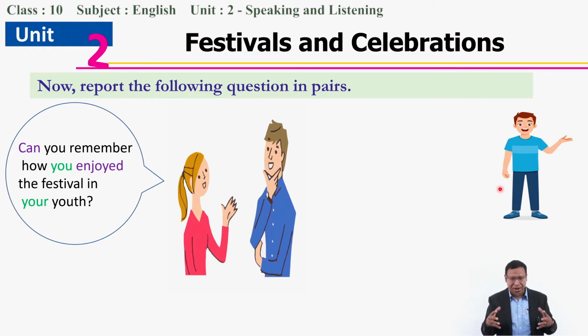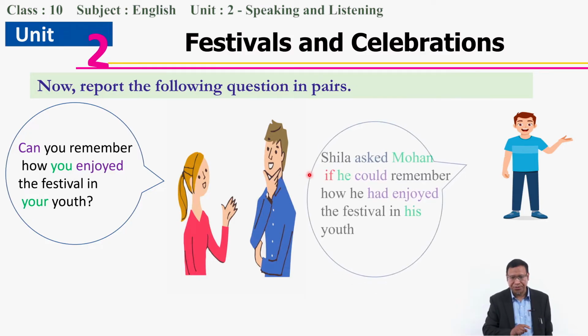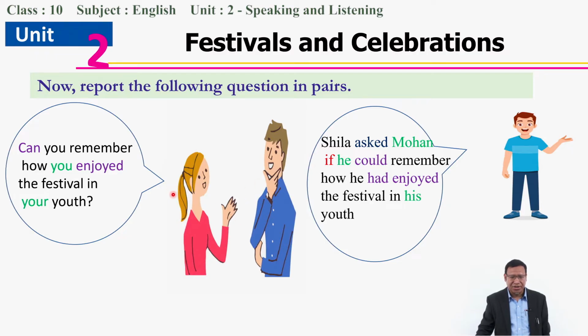So you have to practice like that. It's always good. One student will say like this: "Can you remember how you enjoyed the festival in your youth?" That's the example. Now you have to suppose this person's name and another name for the other person, and she asks him, because it's all asking. She asks him, and you can give the names and report. Let's see the example first. We are supposing this girl as Sila and this boy as Mohan. Every time Sila will be asking Mohan a question about some festival and celebration, you can see the context. And there is a third person who is reporting their conversation, or reporting her question.